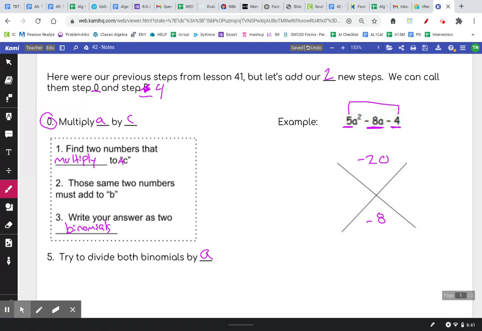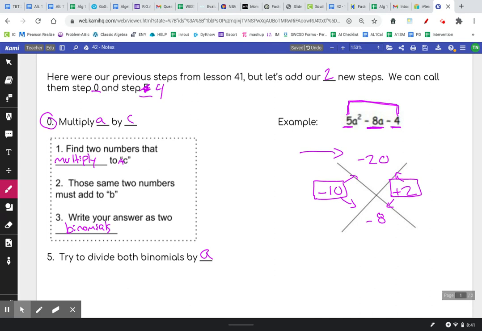So the first thing we did again, right, was this number up top came from our first new step, multiplying A times C. That got us -20. Now I need numbers that multiply to -20 that add to -8. I think I have those 2 numbers in my head. Those numbers are -10 and +2, right? -10 times +2 is -20, and -10 plus 2 is -8. So I found my pair, right? My 2 numbers I was looking for, my factor pair, are -10 and 2.